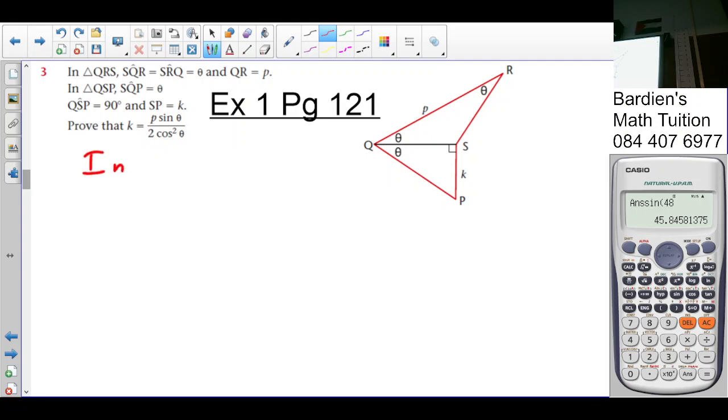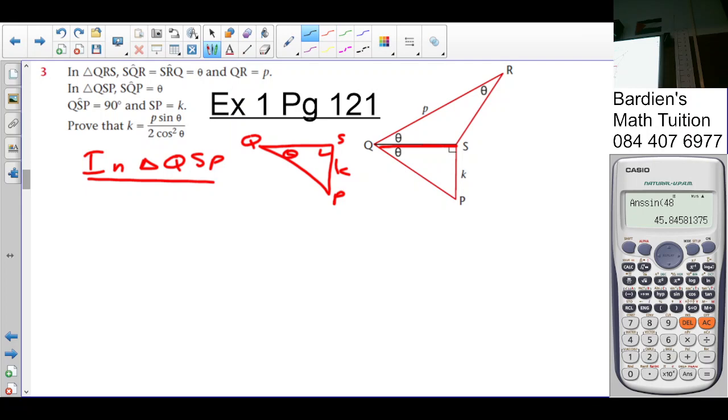Okay, so we're going to work in triangle QSP. You don't have to write this and you don't have to draw the triangle here, but it makes the way you see things a bit clearer. What can we say? We need to pick up K, and since QS is the link between the two triangles, I must use QS and I must use K. Which trigonometric function uses that? Tan, opposite over adjacent. So tan theta is equal to K over QS. And we need to make K the subject of the formula. So K is equal to QS tan theta.